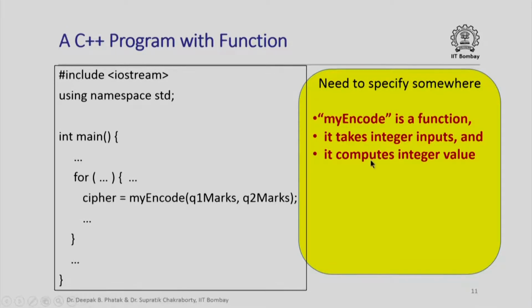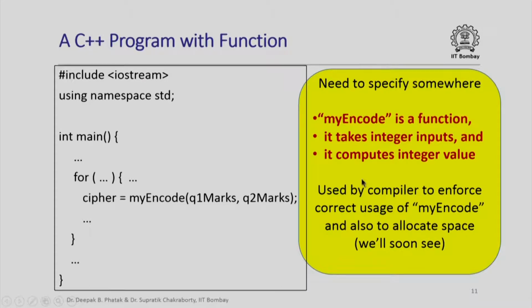Why is it necessary to specify this explicitly? Because this is going to be used by the compiler to enforce that my encode is always used in the correct way. We do not want to provide a string as an input to my encode, and it is also used by the compiler to allocate space for the return value of my encode and also space on what is called the activation frame, which we will see in a later lecture.